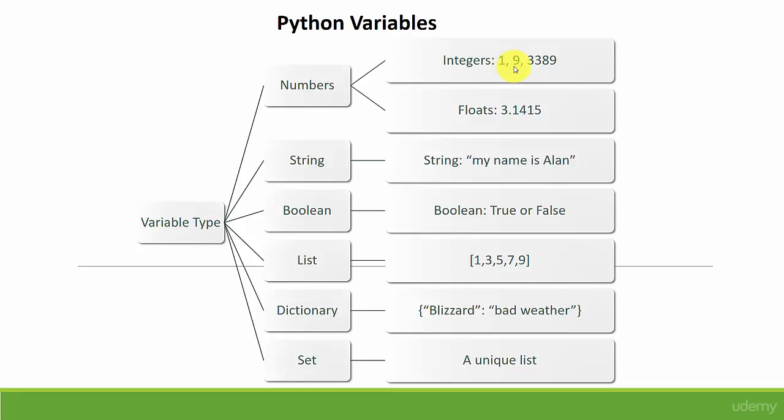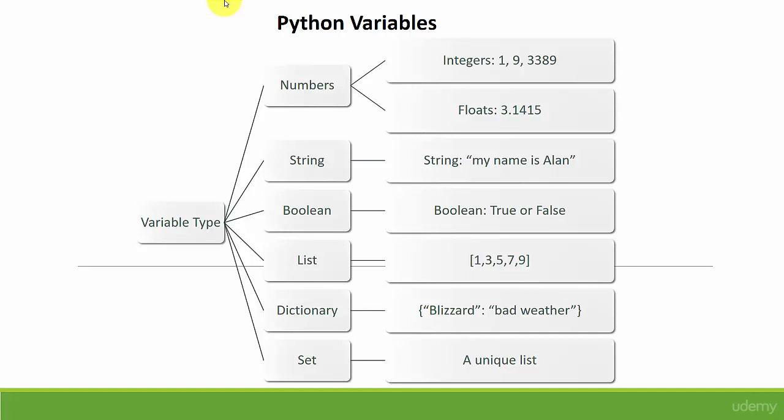You also have float numbers. Basically, that's numbers with fractions. So you have pi here, which is 3.1415. You also have 2.1, 3.5. So that's float numbers. Another important type we have is strings. Strings is basically just words. So for example, my name is Alan. This is a sentence, so this makes a string.